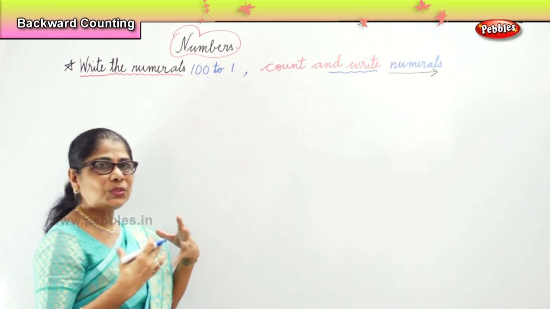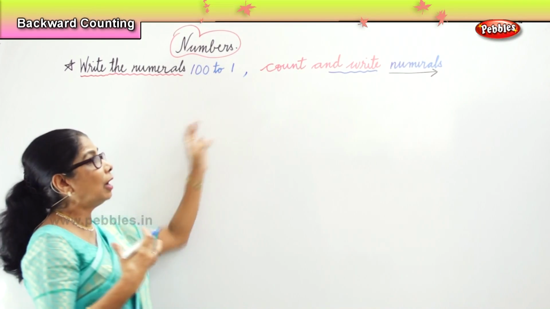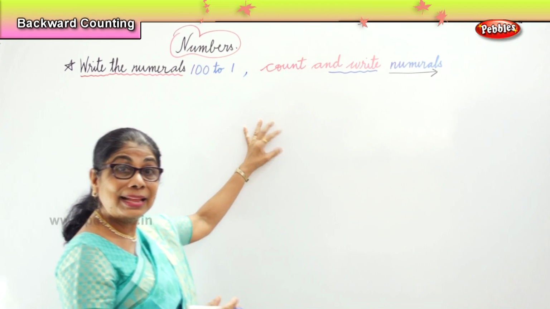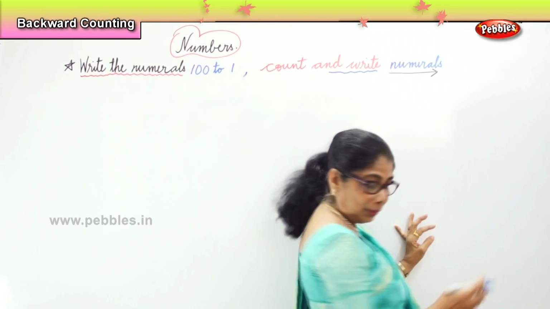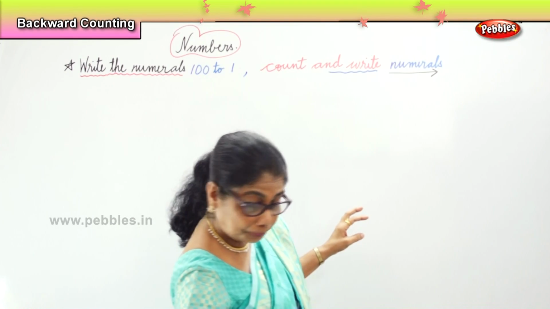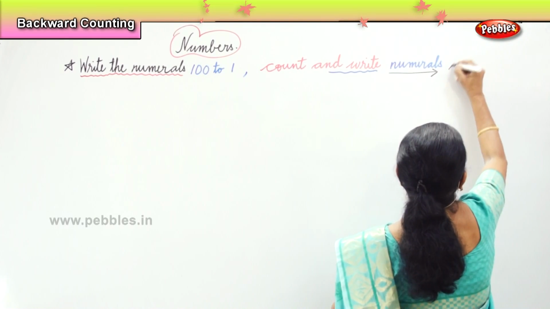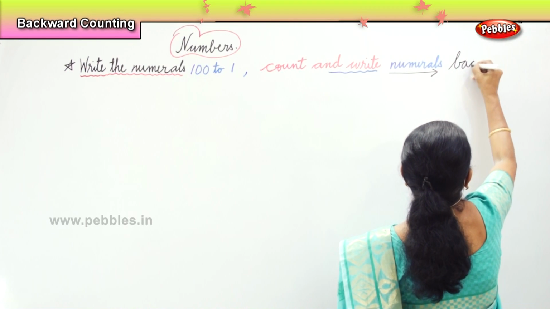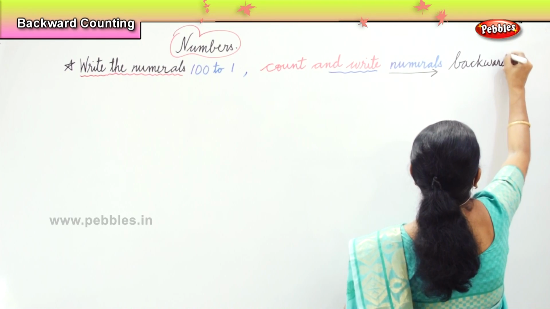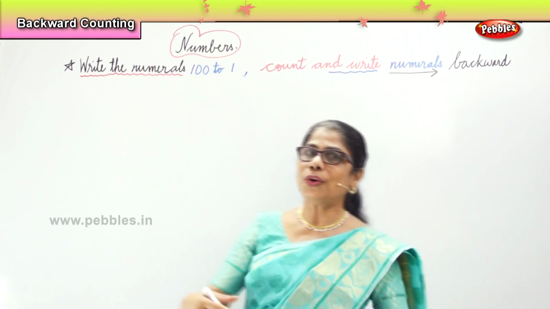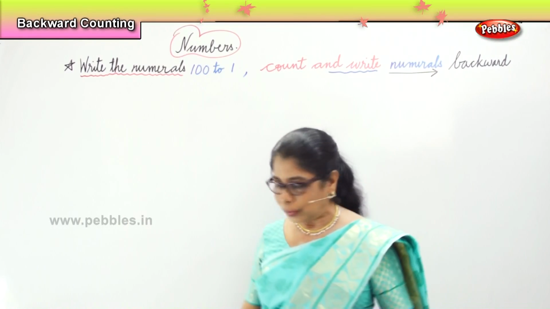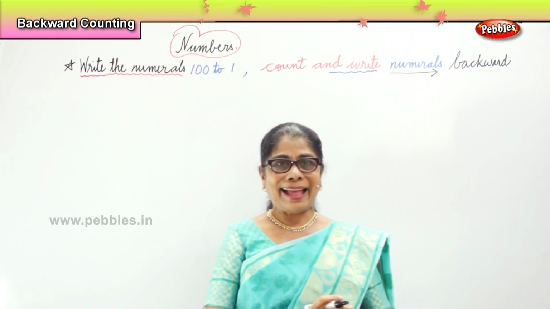Then as we write, we'll count and write the numerals. And this time it is backward. We are going to write the numerals backward. Forward, backward. Forward, going up. Backward, coming down, down, down. So we begin again with 100.